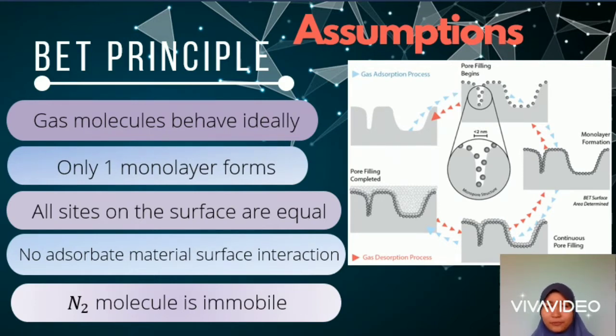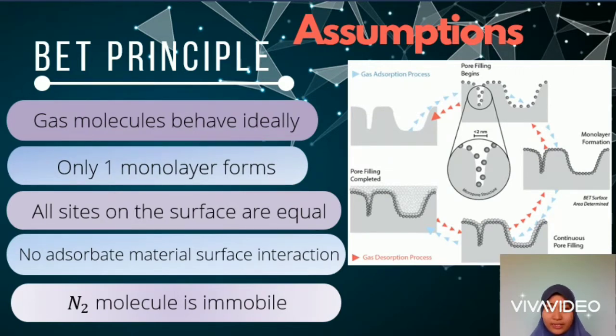Fourth is no adsorbate-surface interaction. Let us recall what adsorbate and adsorbent are. Adsorbate is the material that is adsorbed on the surface, and adsorbent is the surface on which the adsorbate is adsorbed. So the adsorbate, which in this case is nitrogen, has no interaction with the material surface. This means the nitrogen gas does not make any chemical interaction with the surface.